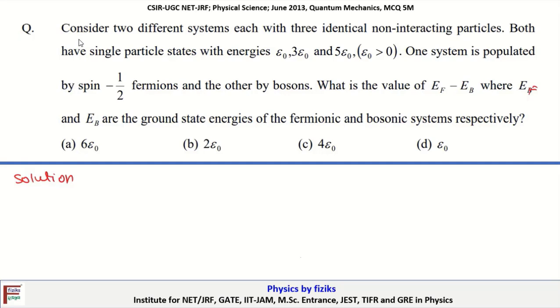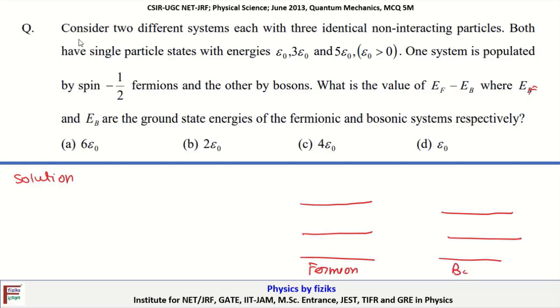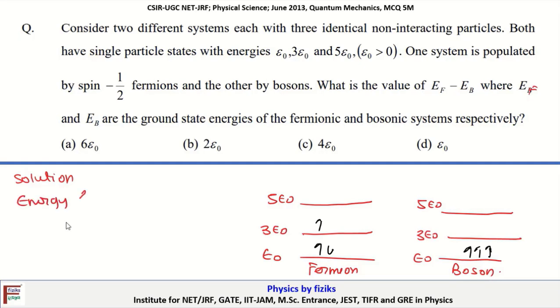We have two systems, fermion and boson. The energies of the levels are epsilon naught, 3 epsilon naught, 5 epsilon naught in each. Now, in case of fermions, the distribution of particles would be like this. In case of bosons, the distribution of particles would be like this. So the energy for fermions, that is EF, will be 2 epsilon 0 plus 3 epsilon 0 equals 5 epsilon 0.